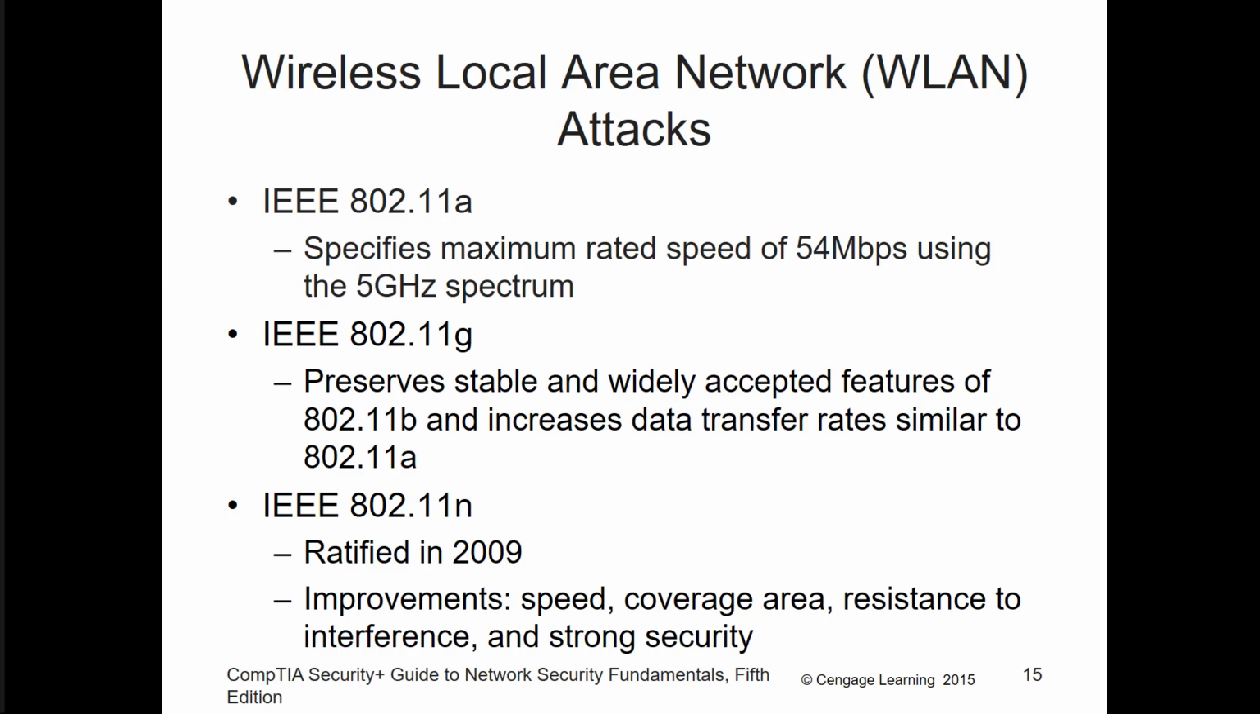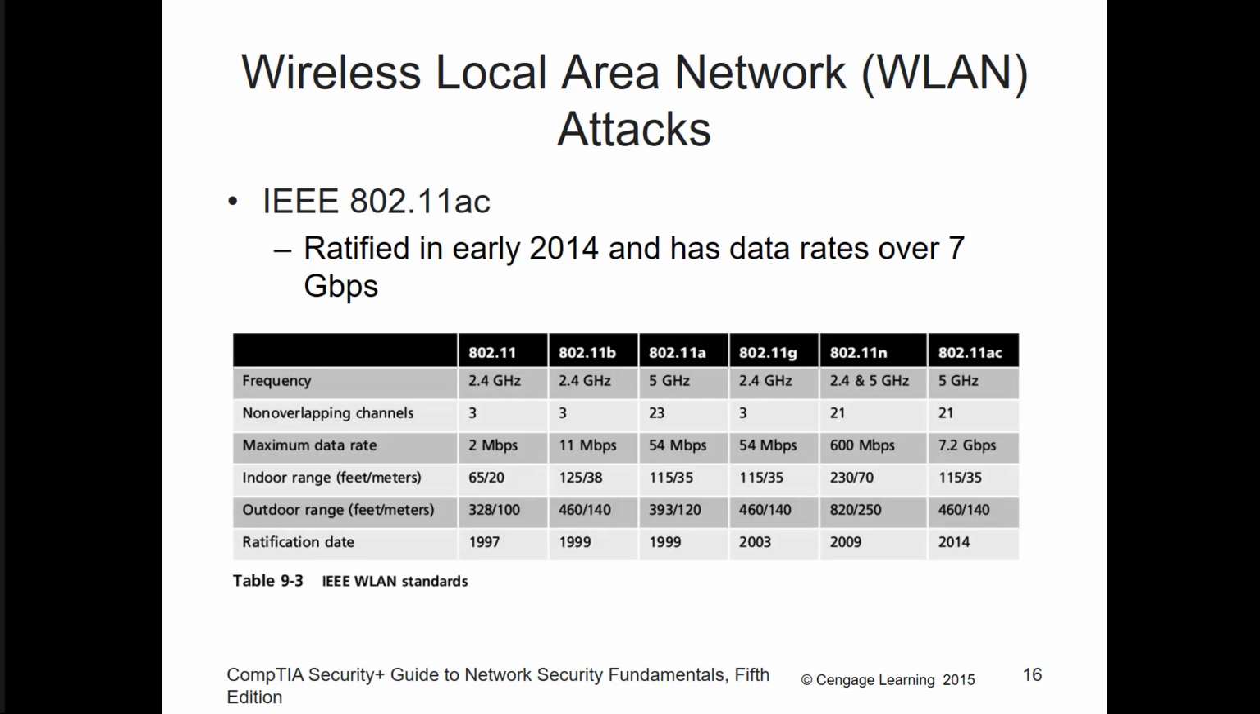802.11a, 54 megabits per second, but it uses 5 gigahertz only. B is apparently being skipped. That was 11 megabits per second, but it used the more common 2.4 gigahertz spectrum. After that, we got 802.11g, which was faster speeds, but using 2.4 gigahertz. Then after that, 802.11n. And then we have now 802.11ac.